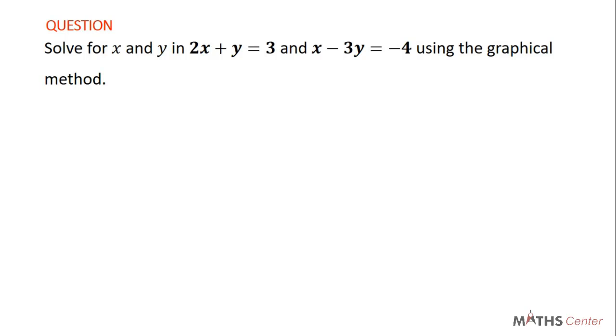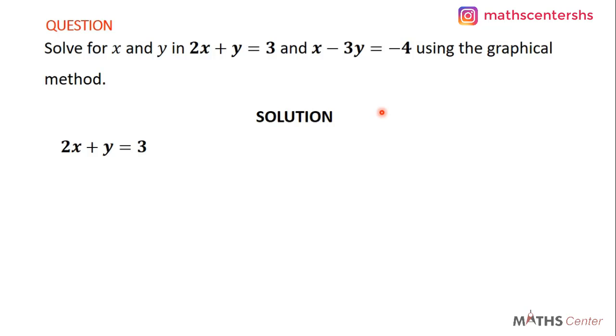Now, for this video, our question is: solve for x and y in 2x plus y is equal to 3 and x minus 3y is equal to minus 4 using the graphical method. Just as we did in the previous video, in this video too, we are going to draw the graphs of these two lines. Then where they intersect, we pick our answers from there.